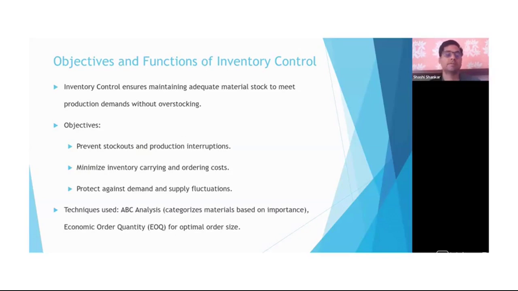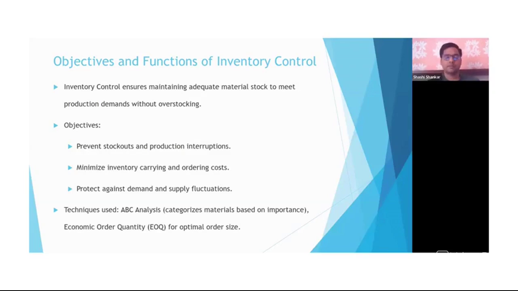Talking about the objectives: prevent stock outs and production interruptions, as production should definitely be continuous. Next, minimize inventory carrying and ordering cost. Then protect against demand and supply fluctuation. As I mentioned, if we have the plan in place, we can understand in which season or month there will be a rise in demand, so we can plan well in advance.